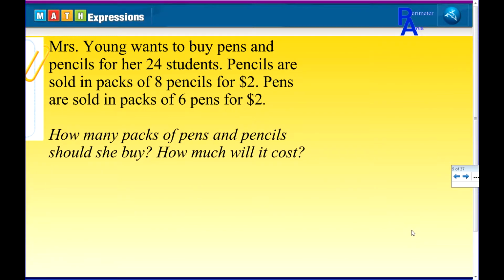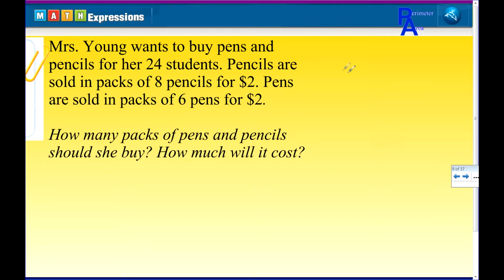Miss Young wants to buy pens and pencils for 24 students. Pencils are sold in packs of 8 pencils for $2. Pens are sold in packs of 6 pens for $2. So what I'd like to do is find out if I can get enough pencils and enough pens so that every student can have at least one.